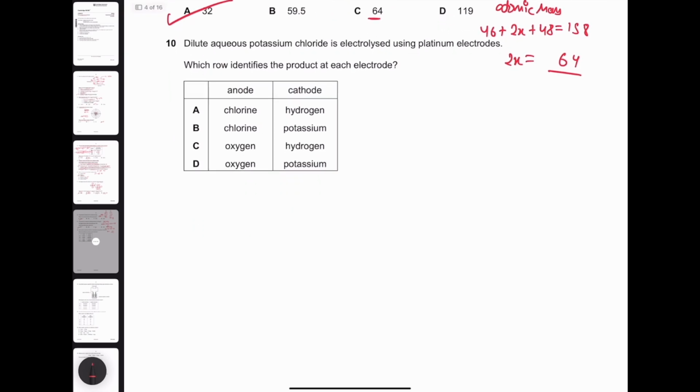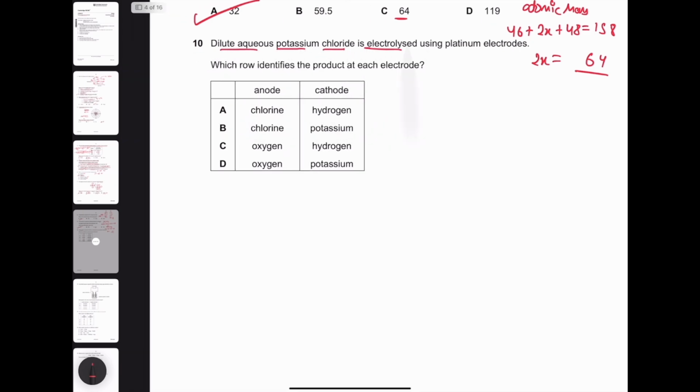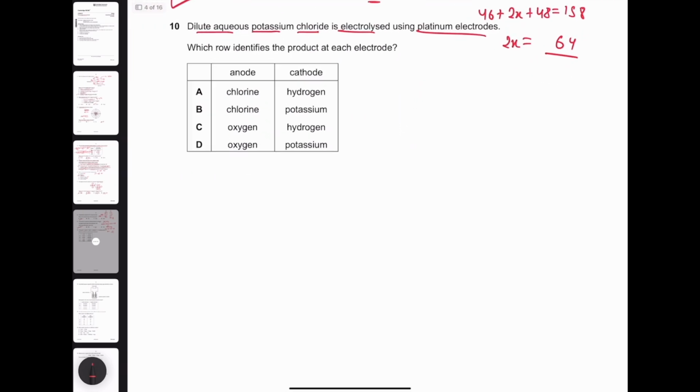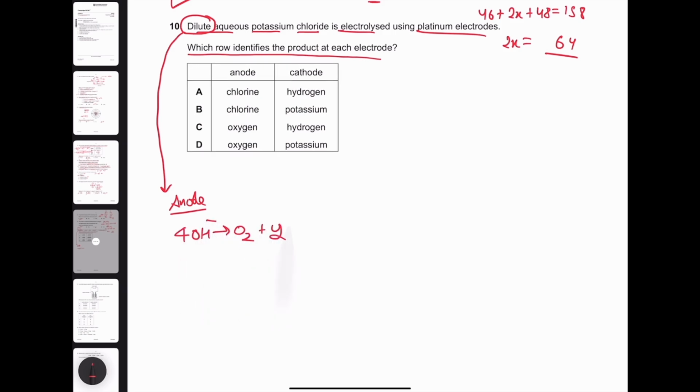Alright. Dilute aqueous potassium chloride is electrolyzed using platinum electrodes. Platinum is an inert electrode. Which row identifies the product at each electrode? Now see, for dilute solution, I will give you a tip. For any kind of dilute solution in your IGCSE syllabus, there is only one equation at the anode. Only one. Any kind of dilute solution. The equation is this. I'm sure you have seen this: O2 plus 2H2O plus 4 electrons. And the product is oxygen. So at the anode, the product will be oxygen.